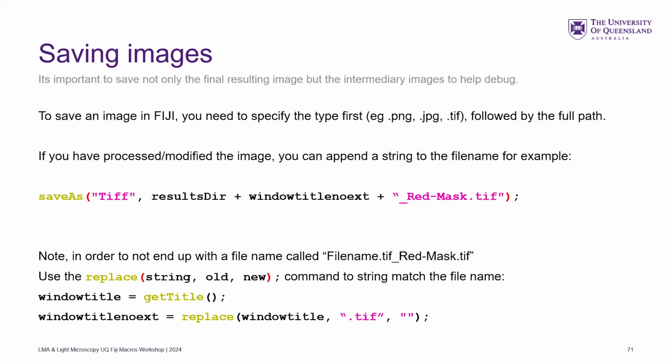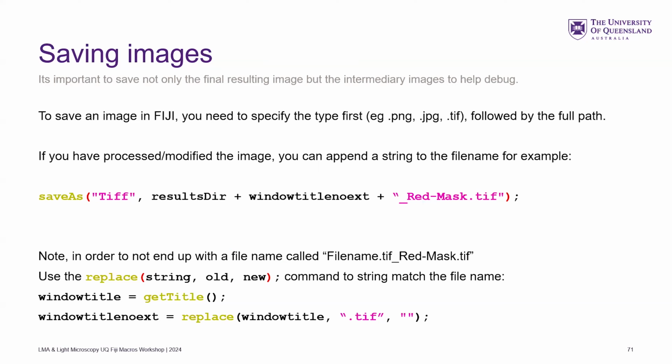Another useful thing, once you've opened images, is saving stuff, which is pretty simple in Fiji. To save it, you just specify the file type and then give it the path. You can't save out as CZI because that's license proprietary, or LIF or whatever. So you generally save it as TIFF. I always recommend using double F.